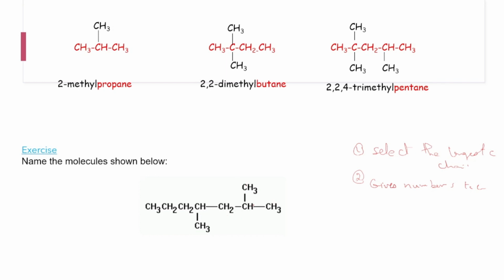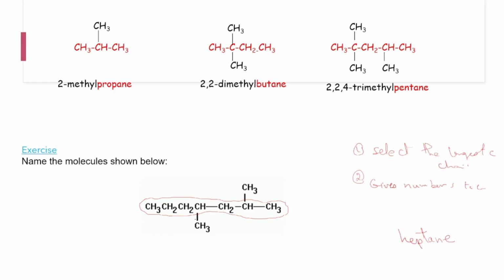So back to the rules. We first have to select the longest carbon chain, which is that one. This longest carbon chain contains meth, eth, prop, but, pent, hex, hept. So basically I have here heptane, seven carbon atoms means heptane. Then we have two methyl groups attached somewhere on the carbon chain.